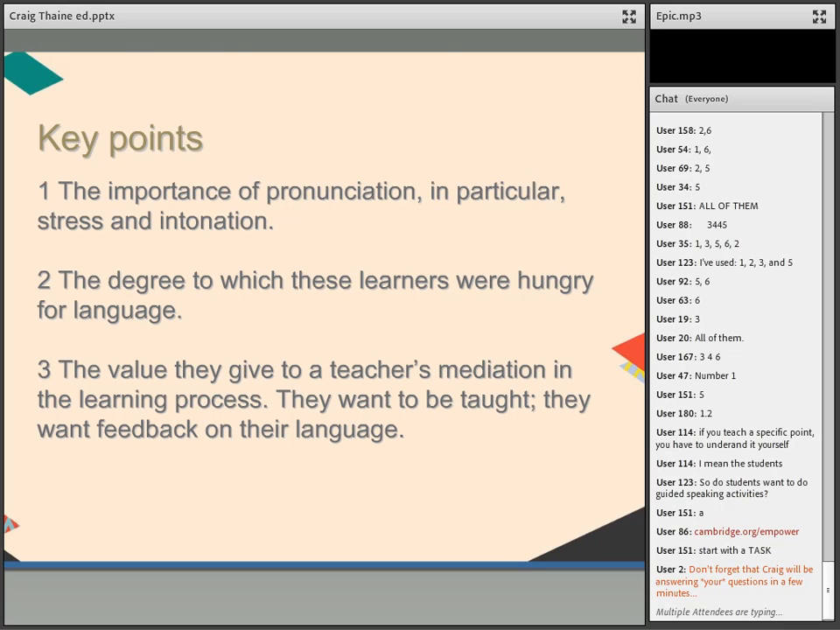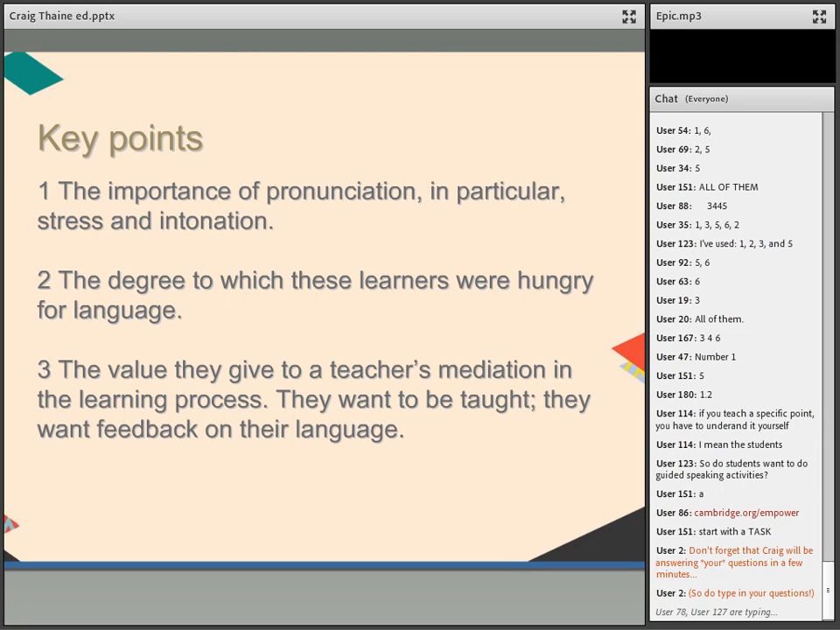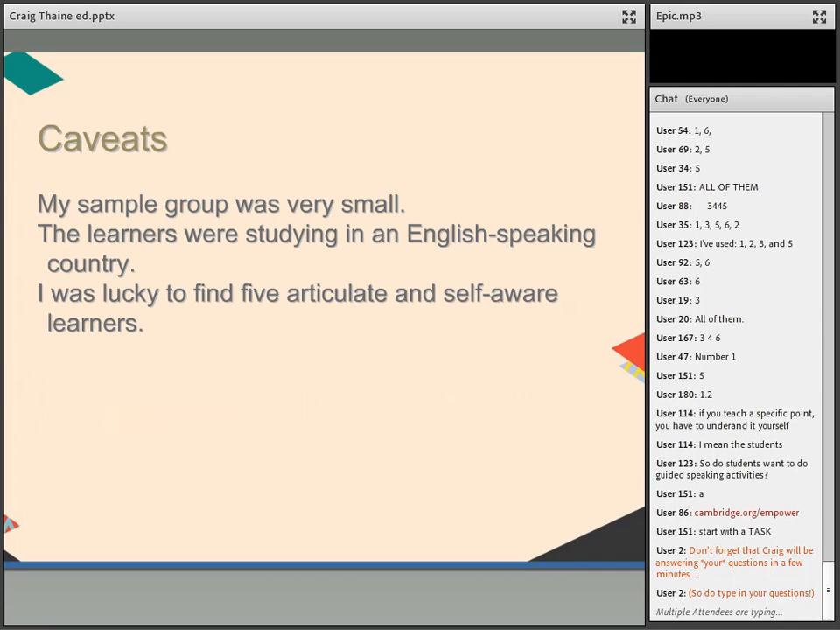And the third point, which, as I've mentioned before, is good news for us teachers, is that they like us, and they want us there in the classroom, mediating the learning process. They want to be taught, and they want us to give feedback on the language. So they see a very, very clear role for us in the classroom. So I think that's a nice outcome from this particular case study. They still want us, they still like us.